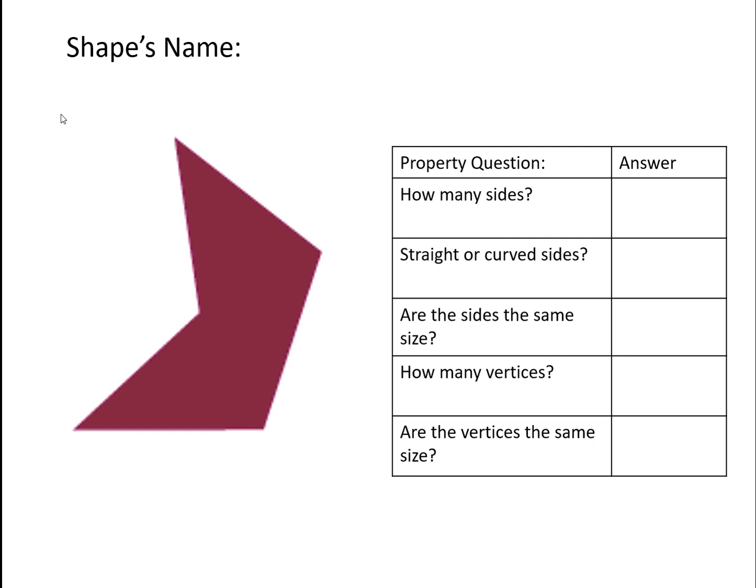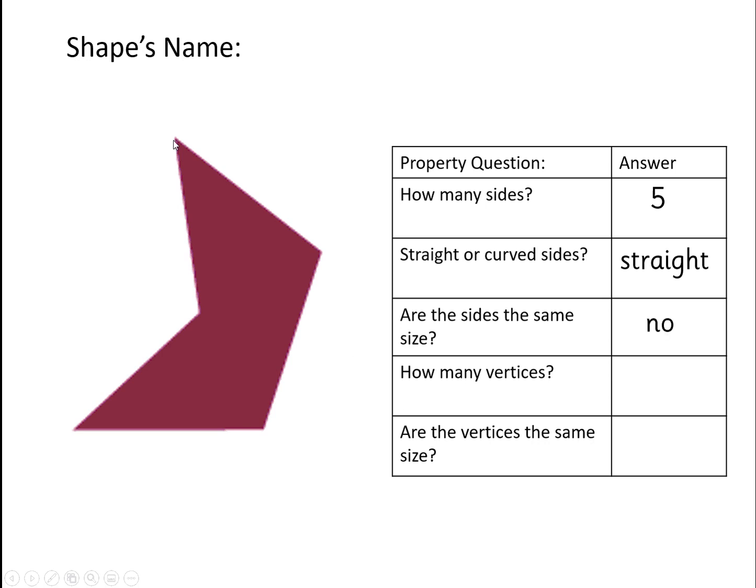So have a look at this one. Let's have a look at how many sides it's got to start off with. 1, 2, 3, 4, 5. So it's got 5 sides. Straight or curved? They're all straight. Right, now this is where it's different from the previous shape. Are the sides the same size? Well, that is definitely different to that. So the answer must be no.